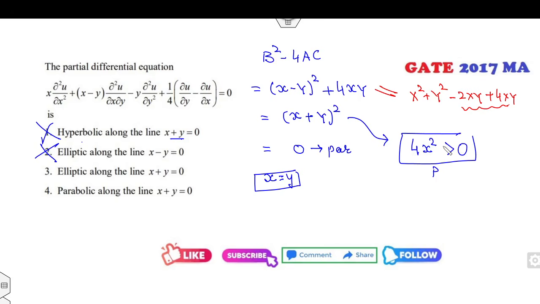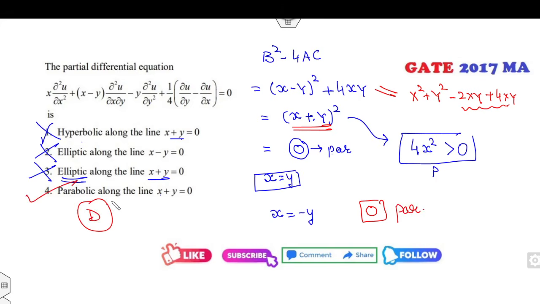No, because for elliptical, we need it less than 0. Elliptical when x plus y is not 0. When x plus y is 0, it is 0, which is the parabolic. X plus y is equal to 0, that means x is equal to minus y. If you substitute x is equal to minus y, answer is always 0. 0 means parabolic. So the 4th is my correct option.